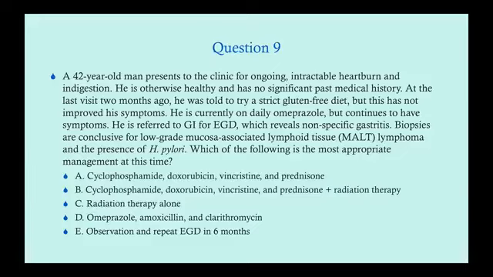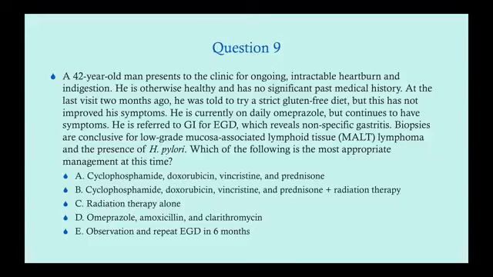Biopsies are conclusive for low-grade mucosa-associated lymphoid tissue lymphoma, or MALT lymphoma, and the presence of H. pylori. Which of the following is the most appropriate management at this time? A. Cyclophosphamide, doxorubicin, vincristine, and prednisone. B. Cyclophosphamide, doxorubicin, vincristine, and prednisone plus radiation therapy. C. Radiation therapy alone. D. Omeprazole, amoxicillin, and clarithromycin. Or E. Observation and repeat EGD in 6 months.